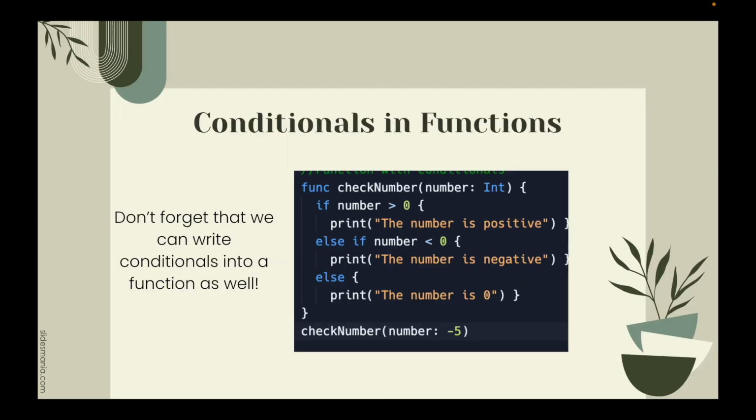And then don't forget that we can write conditionals into a function as well. So here we have a function called check number, and the parameter is that the number must be an integer. If the number is greater than 0, then it will print out the number is positive, else if the number is less than 0, it will print out the number is negative, else it will print out the number is 0. Be careful with the syntax here. This open curly bracket and this closing curly bracket indicate the function start and end, and inside these, the open and closing curly brackets indicate each if statement, and the else if statement has its own, and the else statement has its own.